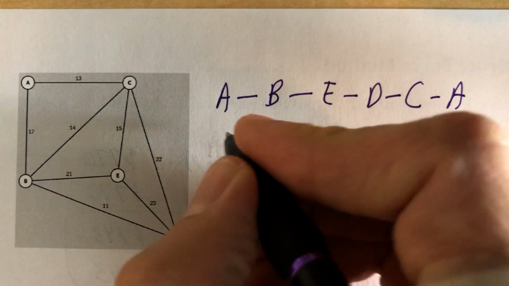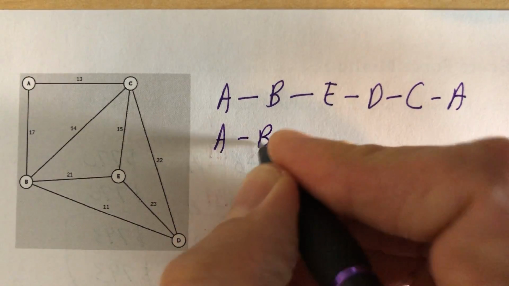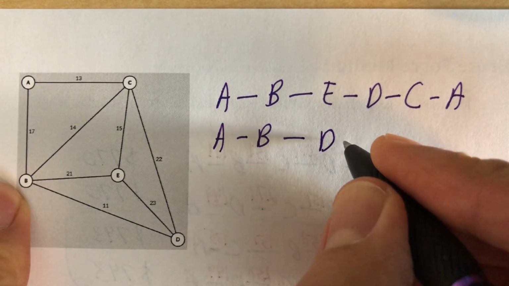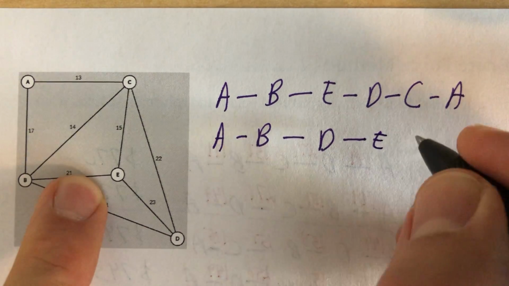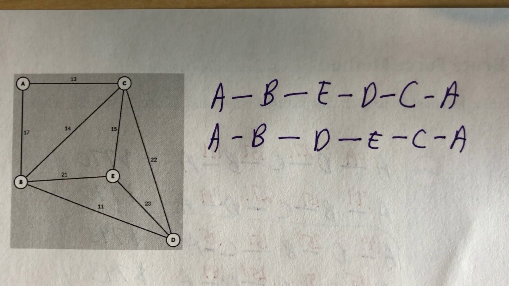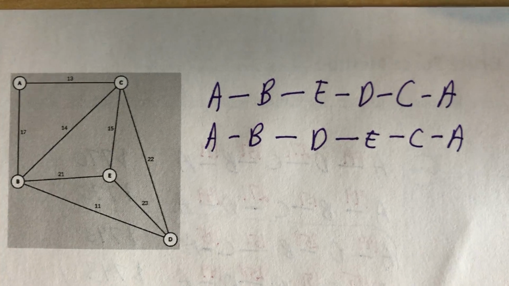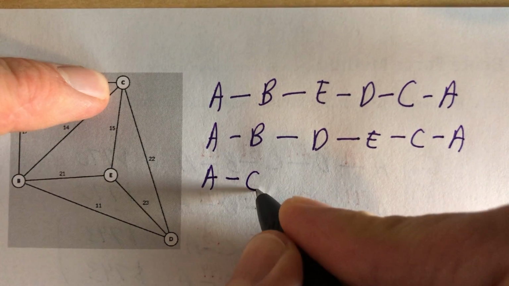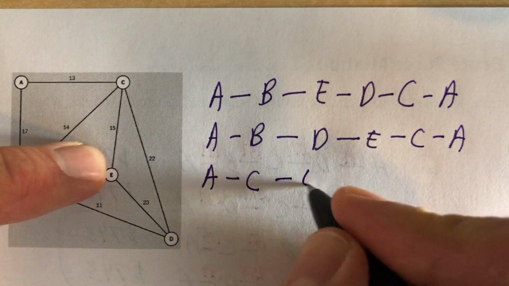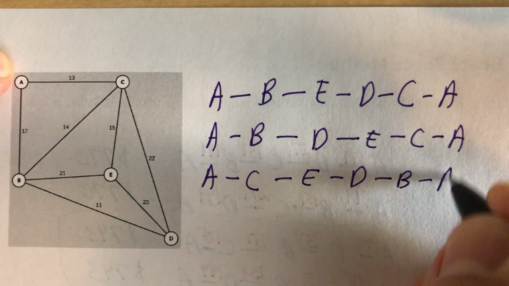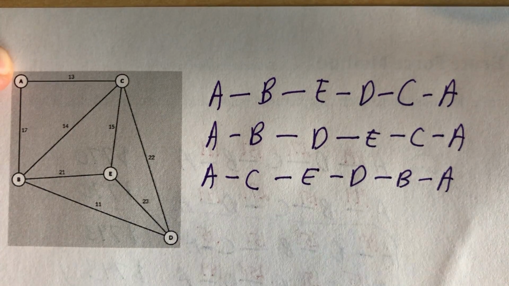Fine, great, do it. Let's do the other way. A, B. Maybe you didn't want to go to E, you wanted to go to D instead. And then you wanted to go to E, and then you want to go to C, and then you want to go back to A. And that's cool. That's fine. Let's hit C first. A, C, E, D, B, A. Okay, and let's do a little bit more.